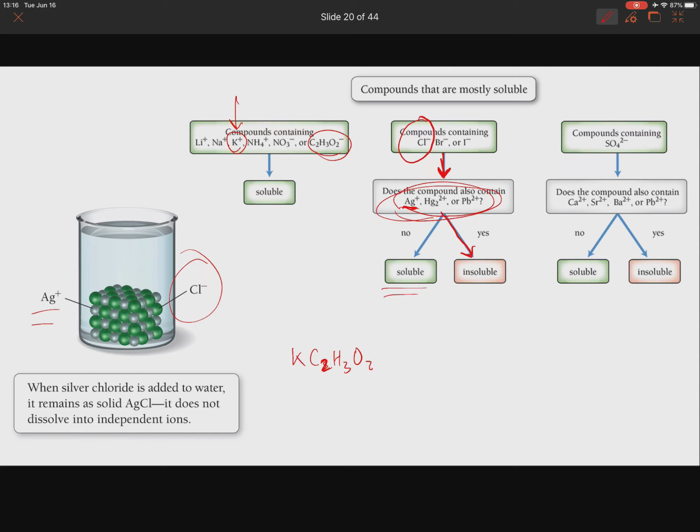So we could have, for example, what's a different metal? How about zinc? We could go ZnCl2, right? Cl minus present, probably soluble. Does it have Ag, Hg2, or Pb? No. So then, soluble. Compounds containing SO4. If SO4 is paired with calcium, strontium, barium, or lead, it looks like it won't be soluble. But anything else that sulfate is paired with will be soluble. That's how we use the mostly soluble rules.